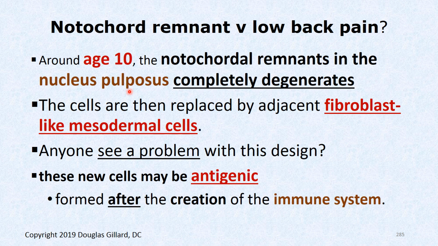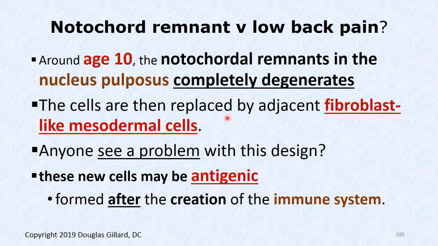Those notochordal cells stay in the middle of the disc, and they spit out proteoglycans and they make the disc. But they don't stay around forever. They disintegrate completely about the age of 10, and they're replaced by a weird fibroblast, like kind of a mesodermal type cell, which doesn't do a great job at secreting proteoglycans. That's why degenerative disc disease is so common in humans. Decreased proteoglycan equals decreased water content.